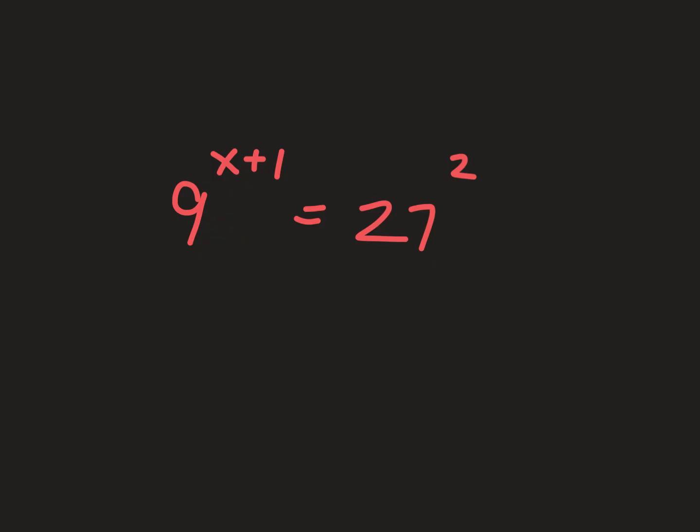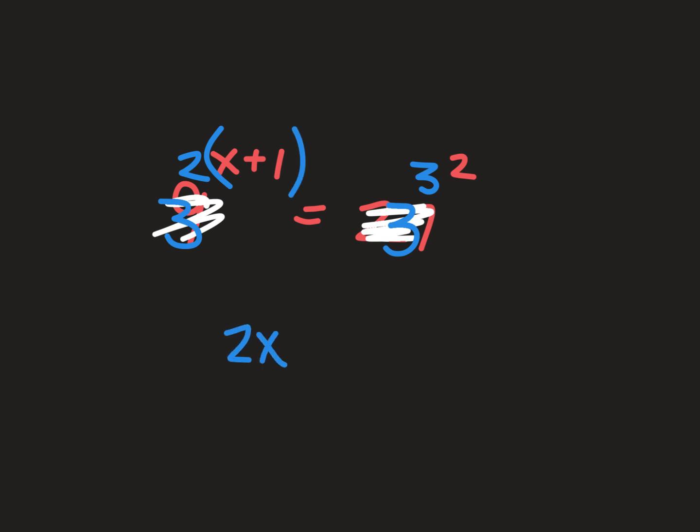All right, I'm going to speed run this one. This needs to have the same base as that, and neither one of them can be a 9. So I'm going to make this a 3 squared, and this a 3 to the third. And this has a parentheses, so some of you are going to remember that, and some of you aren't. 2x plus 2 is equal to 3 times 2, which is 6. 2x equals 4, x equals 2.